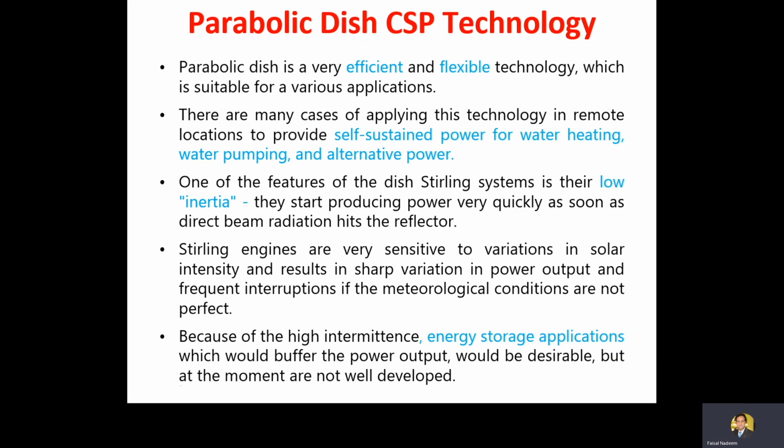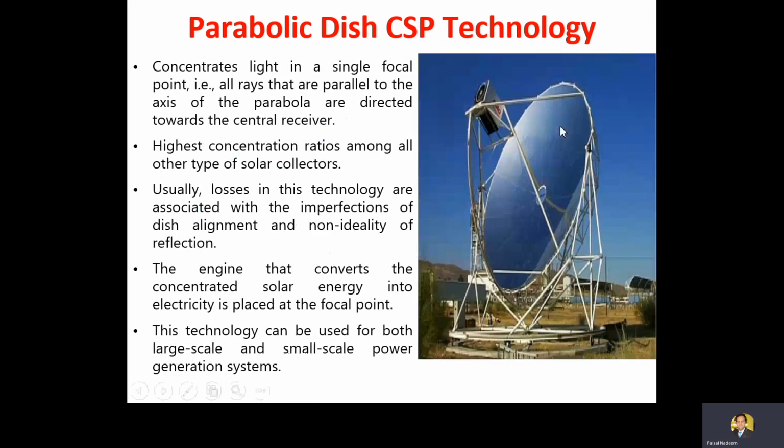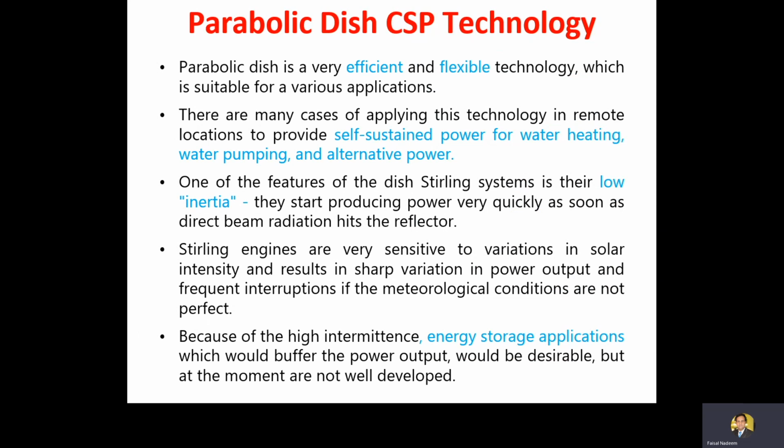So as soon as these solar rays, the incident rays, were reflected back towards the central point, the Stirling engine got started up and it started working. Stirling engines are very sensitive to variation in solar intensity, which results in sharp variation in power output and frequent interruptions if the meteorological conditions are not perfect.